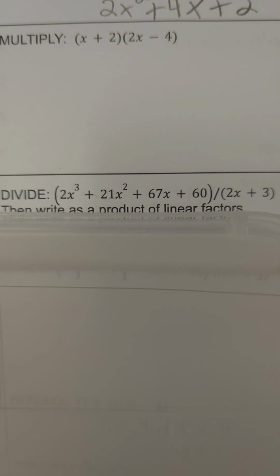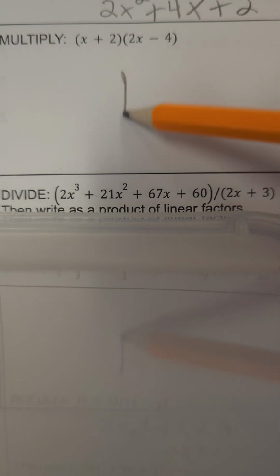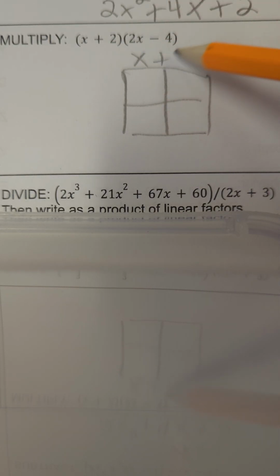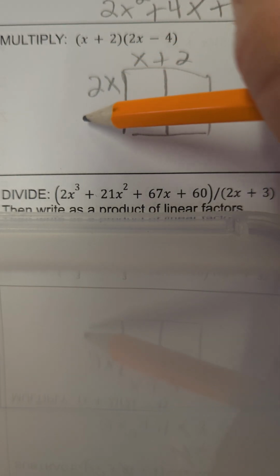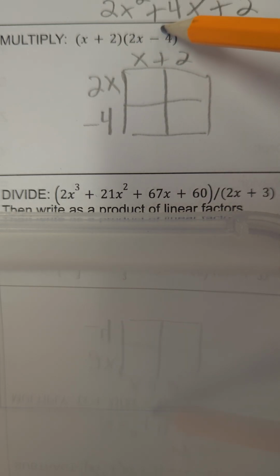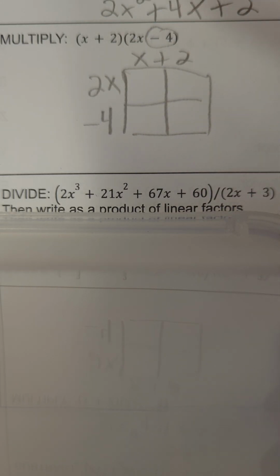All right, and now I'm going to show you the answer. So I set up my box. So I have x plus 2, 2x minus 4. Make sure that minus sign goes with the 4.